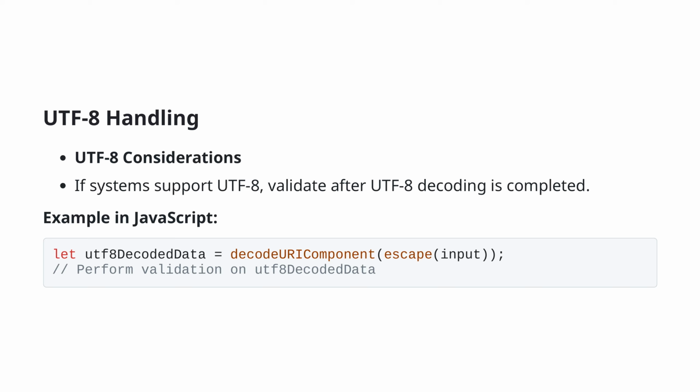Consider the following example in JavaScript to decode UTF-8 encoded data. let utf8DecodedData = decodeURIComponent(escape(input)); Perform validation on utf8DecodedData. Here, decodeURIComponent is used after escaping the input, ensuring that the data is correctly interpreted in its original form before applying validation rules. This step is necessary to avoid mismatches or errors during the validation phase, as encoded data might not comply with your validation logic directly. UTF-8 decoding plays a critical role in handling character data comprehensively and preventing potential security issues, ensuring integrity across different encodings and inputs.